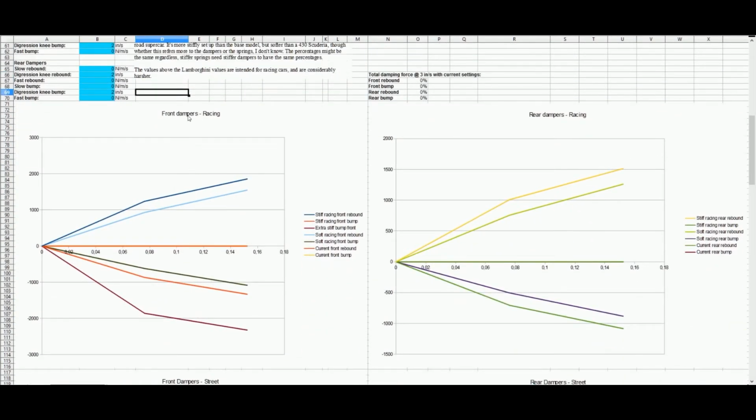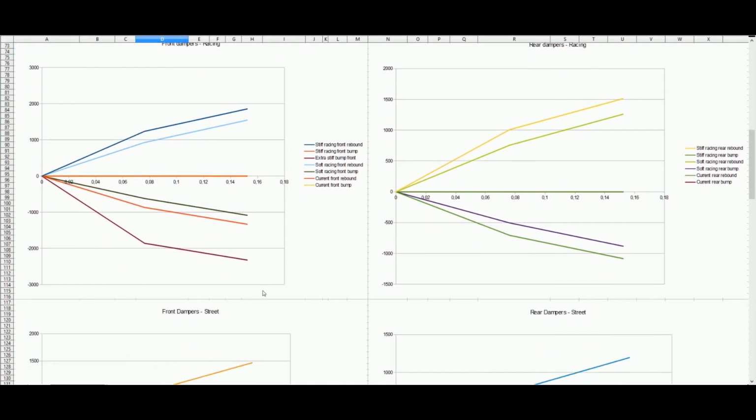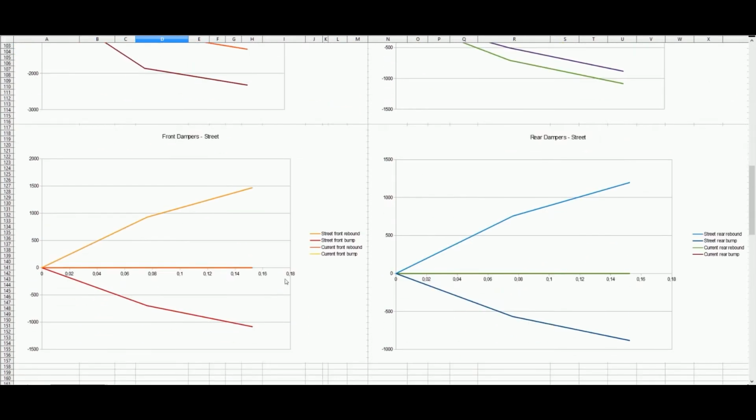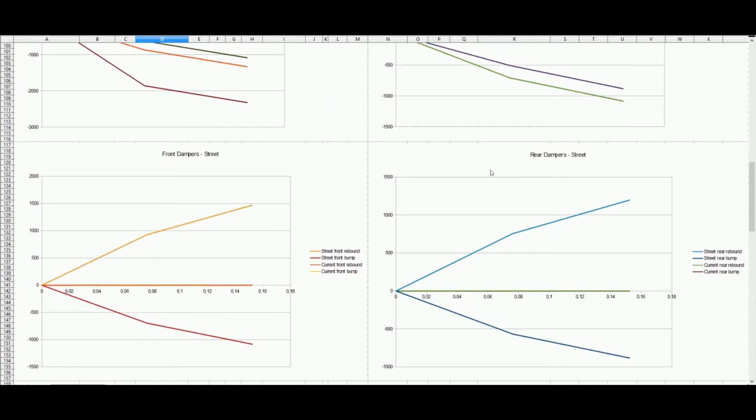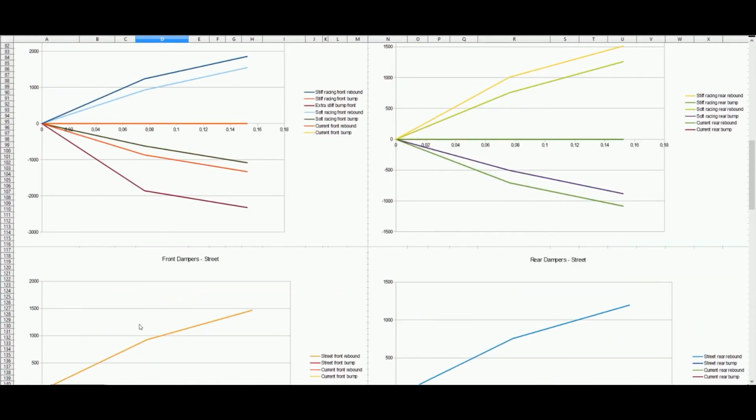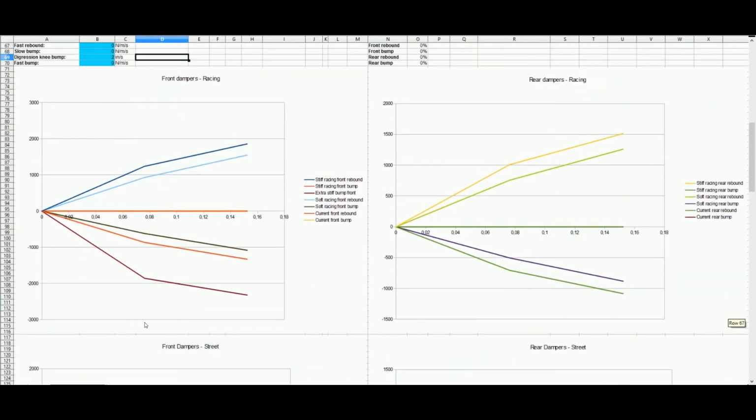So these first ones here are the graphs for the racing settings, front dampers on the left, rear dampers on the right, and rebound on the top, bump on the bottom. And below that we can find the street dampers, front on the left again, rear on the right, and rebound on the top, and bump on the bottom.